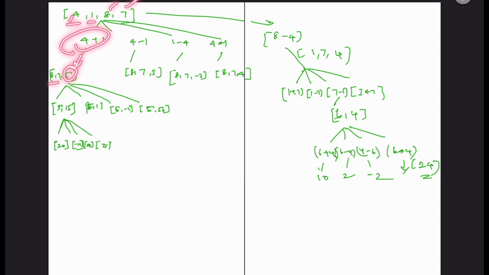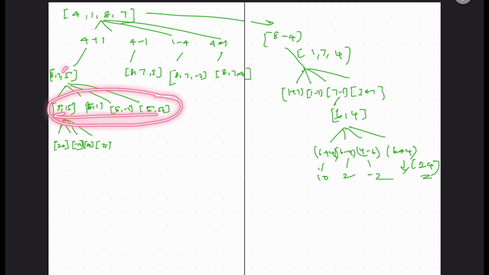If you take 4 and 1, I will have 8 and 7. So now for 8 and 7, again you will do addition. 8 plus 7 is 15, 8 minus 7 is 1, 7 minus 8 is minus 1, and 8 times 7 is 56. All of this we are again adding to our new nums with the existing.